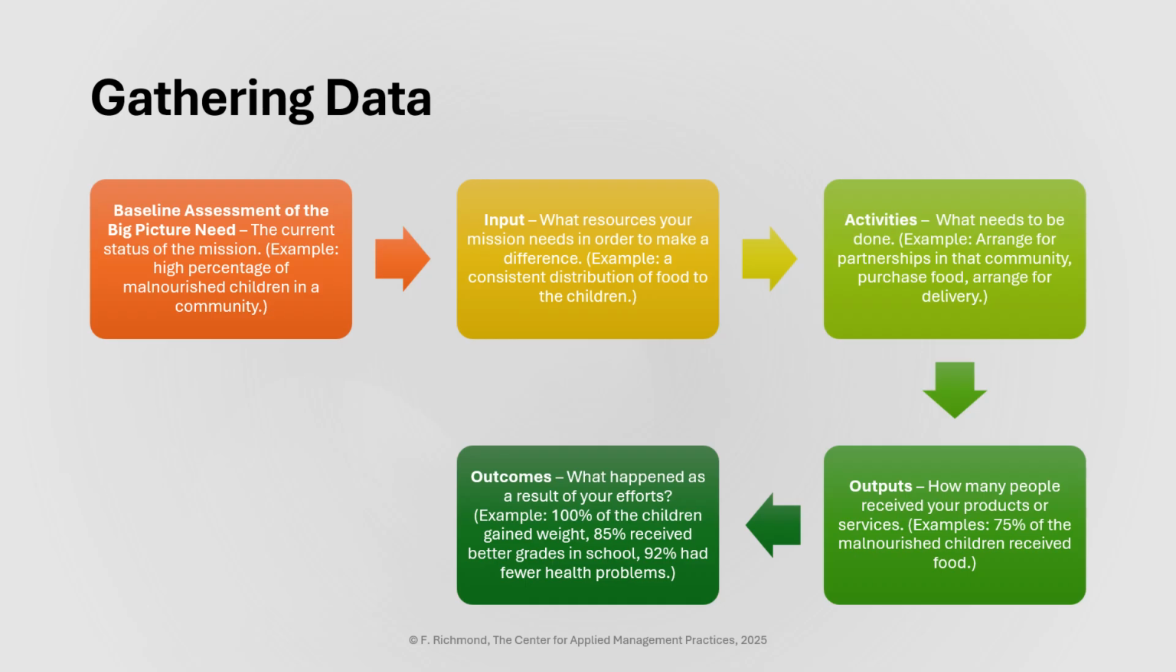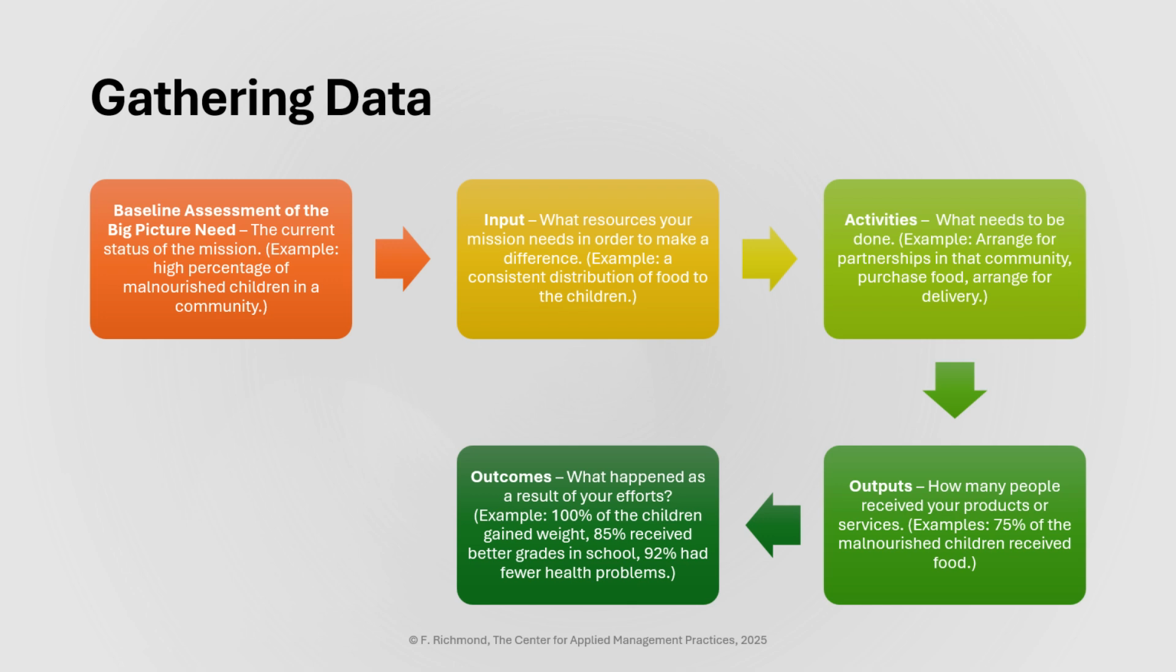All right. So again, more on the technical. This is your PowerPoint. You can use this anytime. So what's the big picture? The need. Okay, so in this case, it was an example of a high percentage of malnourished children in the community. All right, the input, that's the resources, what resources your mission needs, and this could be a consistent distribution of food to children. We know this is coming between SNAP and the reduction in school-based food programs. This is going to be real. Okay, activities, what needs to be done? Again, in this example, arrange for partnerships in the community, purchase food, arrange for delivery.